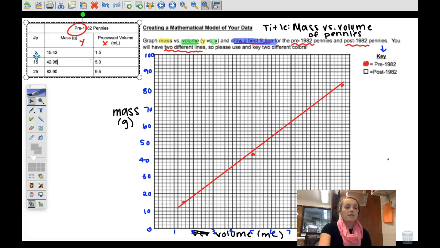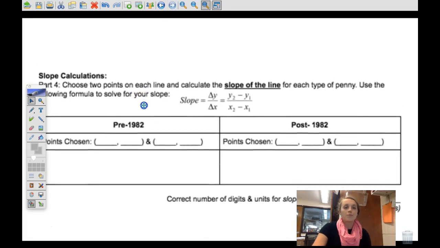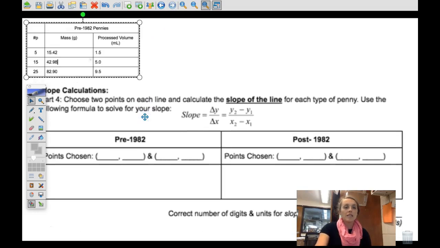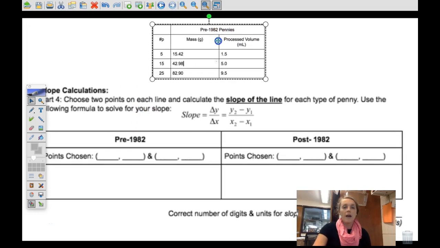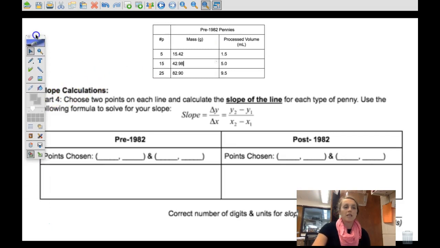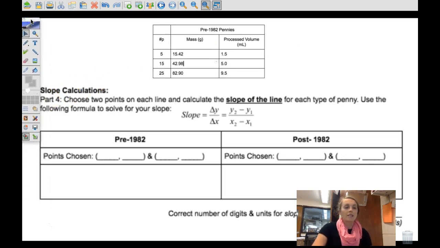At the bottom of this page, you're going to see that we'll be calculating slope. So just to make things easier for ourselves, I've copied my data points from my graph, which is the same data points that I recorded in class. So you'll be doing the post-1982 portions on your own, but I would love to show you how to do the pre-1982 portions here in this video.